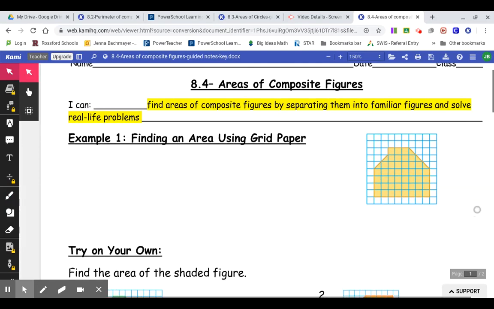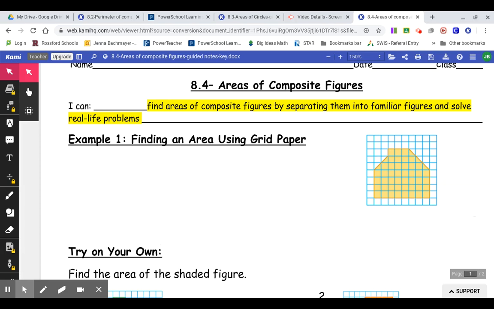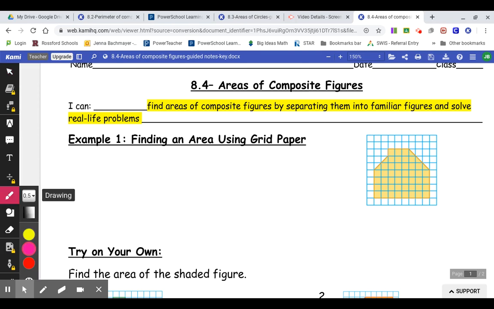Let's look at our first example. We want to find the area of this composite figure over here to the right by finding the area of the other shapes that are inside that figure. So what we're going to do first is split it into some other figures that we can see. One of the figures that I see is a rectangle, right along here. And then I see two trapezoids.